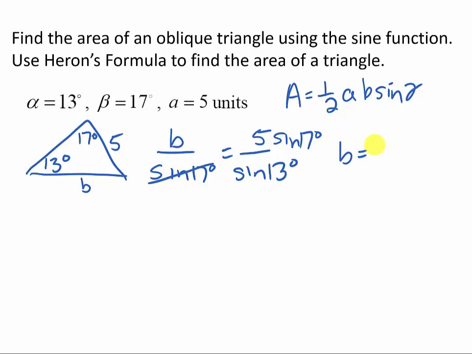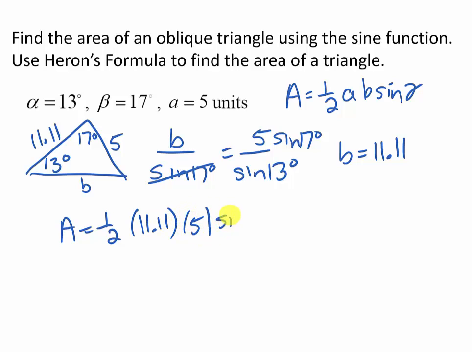And when I put that in the calculator, it looks like B is going to be 11.11. So I'm going to go ahead and label that over here. So now that I have two sides, I know the area of this triangle is 1/2 the product of those two sides, so 11.11 times 5 times the sine of the angle between those sides, which is 17 degrees.